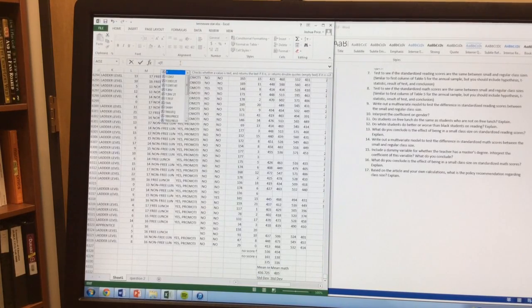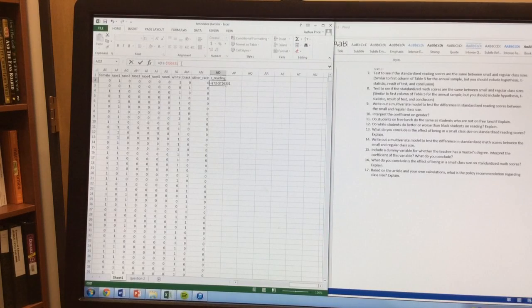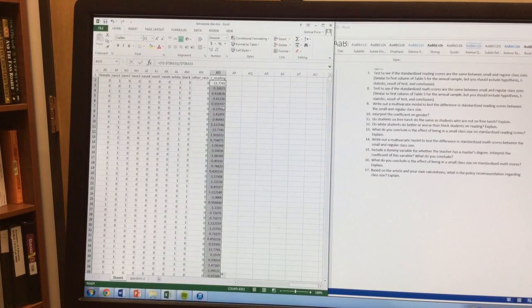So we want to equal T2 minus the mean, and we want to anchor the mean, okay, divided by the standard deviation, which is T6333, and anchor that, and click enter. Okay, so that person got a score of negative 13.744. We double click and it'll go all the way down. And so now we have a Z score.